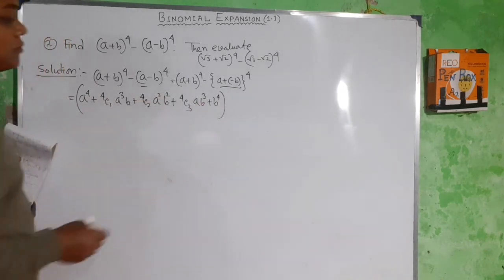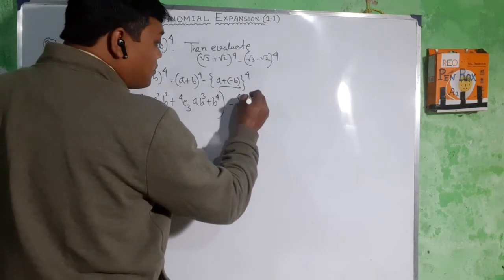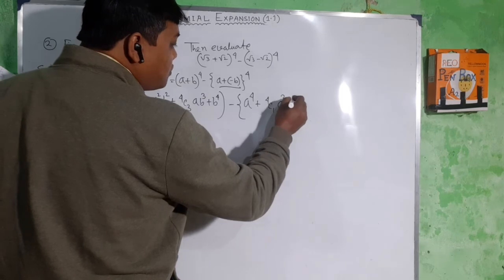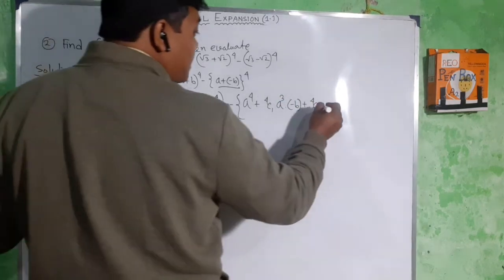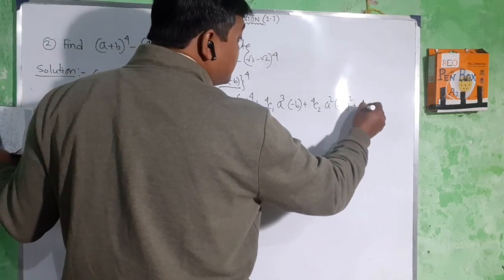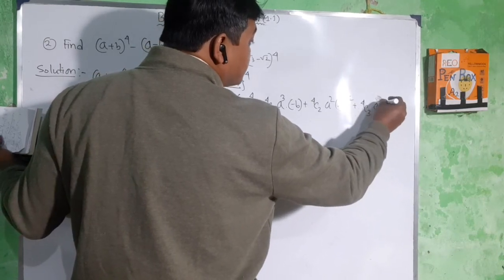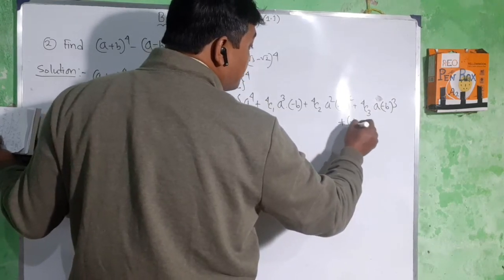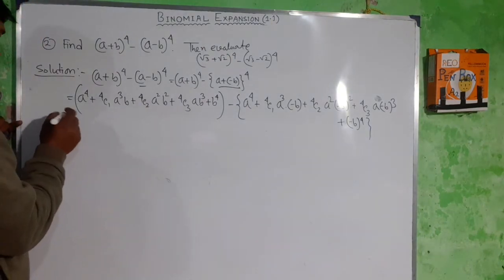I have completed the first bracket here: a to the power 4 plus 4C1 a cube into minus b plus 4C2 a square into minus b whole square plus 4C3 a into minus b whole cube plus minus b whole to the power 4. Okay, so now I simplify it.